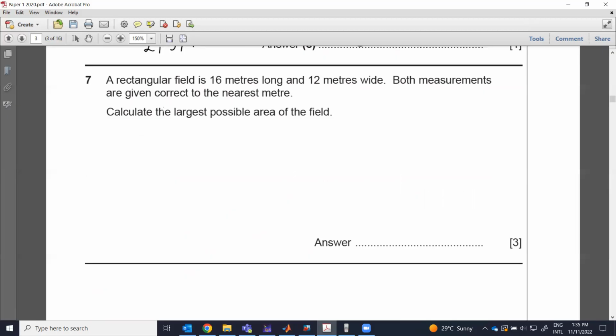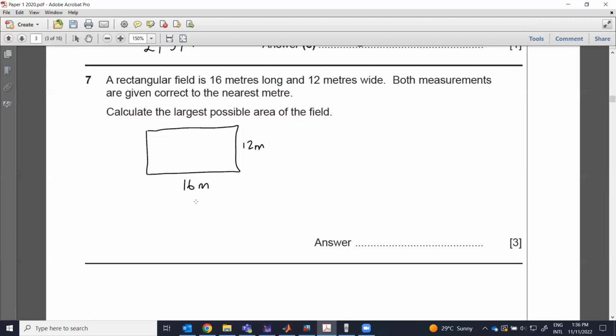Both measurements are given correct to the nearest meter. Find the largest possible area of the field. So what you can do is draw a little sketch here. So it is 16 meters, it's rounded off, and this one is 12 meters. So it's rounded off to the nearest meter.